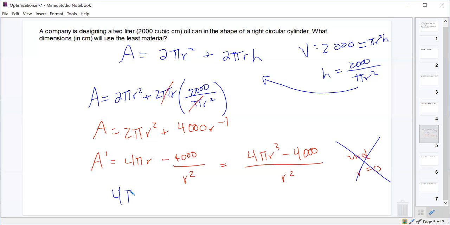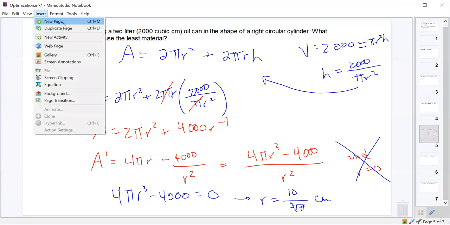And this equals 0 when 4 pi r cubed minus 4,000 equals 0, which would be r is equal to, well, we'll add the 4,000, divide by 4 gives you 1,000, and divide by the pi, we got 1,000 over pi. And cube root, that ought to be 10 over the cube root of pi. What were our units? Centimeters. And we'll have to do what with that? We'll have to prove that that is a minimum, right? Indeed. So let's make a sign chart with that.